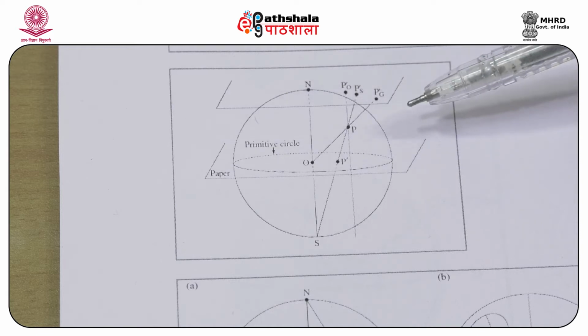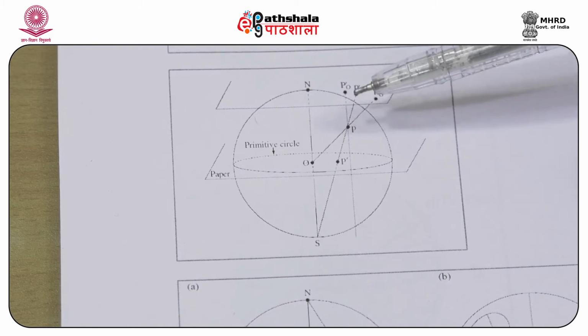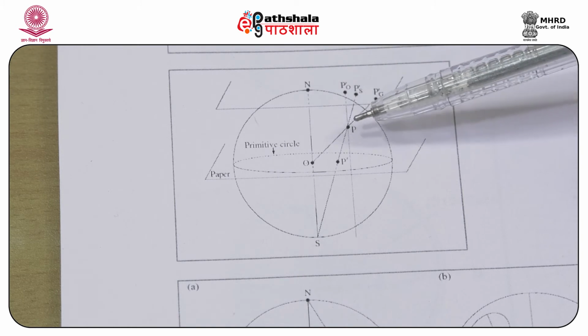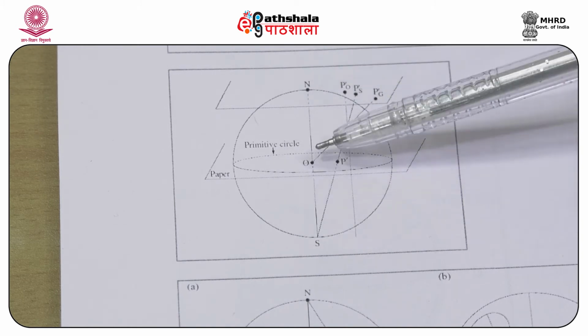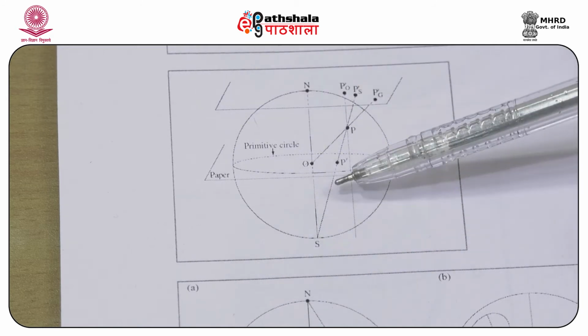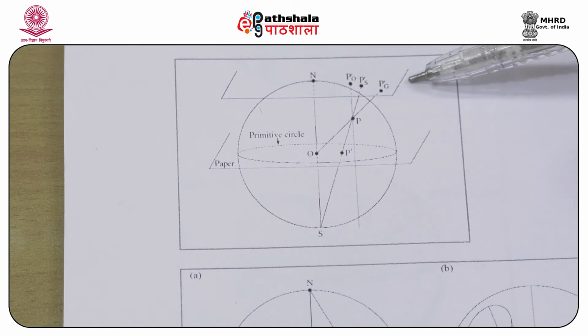So, what we have in this diagram is, for the pole P, we have a normal to the plane, which is normal to the plane OS. We have this here. This plane can pass through any point in the north-south.